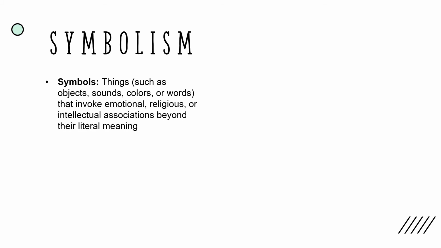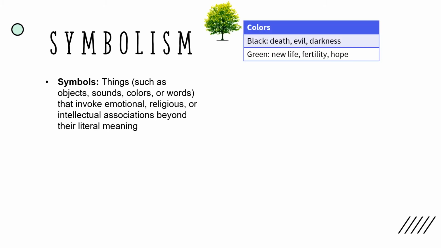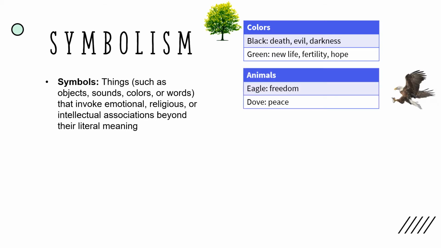Another element of fiction that you can analyze is symbolism. Symbols are things, such as objects, sounds, colors, or words, that invoke emotional, religious, or intellectual associations beyond their literal meaning. For example, the color black may represent death, evil, or darkness, whereas the color green may represent new life, fertility, and hope. An eagle may represent freedom, and a dove may symbolize peace.